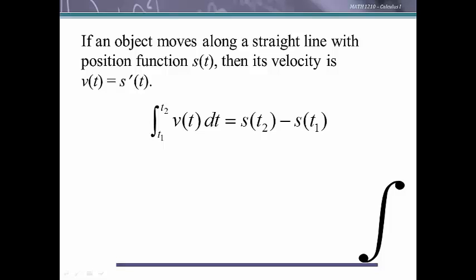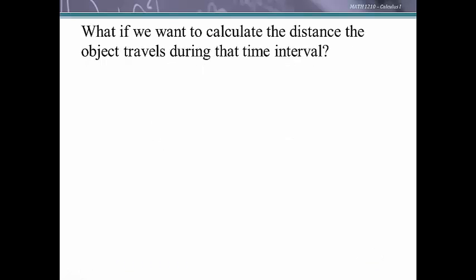Now this is net change, so this would tell us at t1 this object was at a certain position, at t2 it was at another position, and it would tell us how far apart those positions were. It wouldn't tell us if the object had gone back and forth. It would just tell us from where it started, the difference between where it stopped. If we want to calculate the distance during the travel, what would we do?